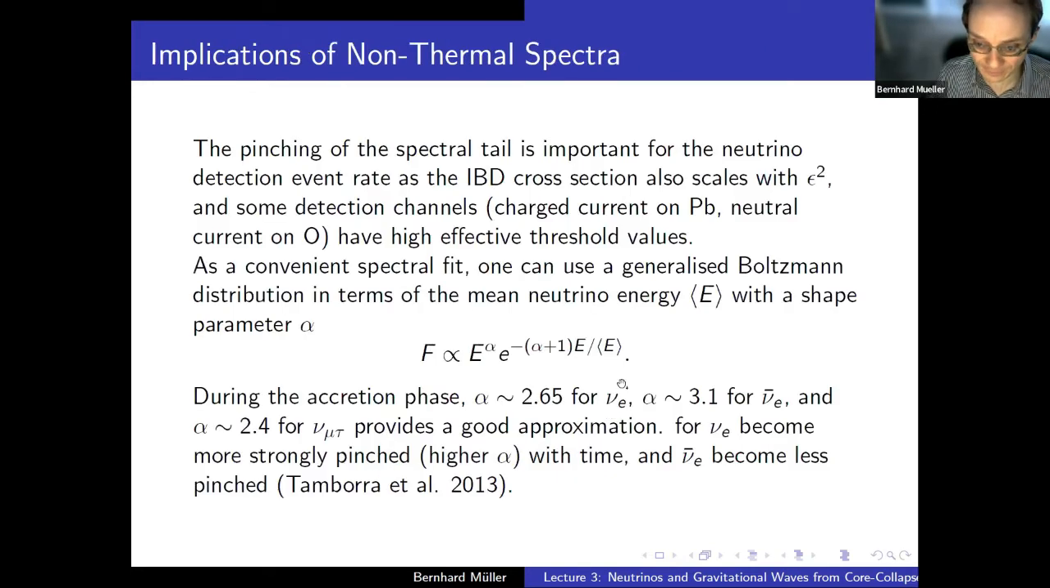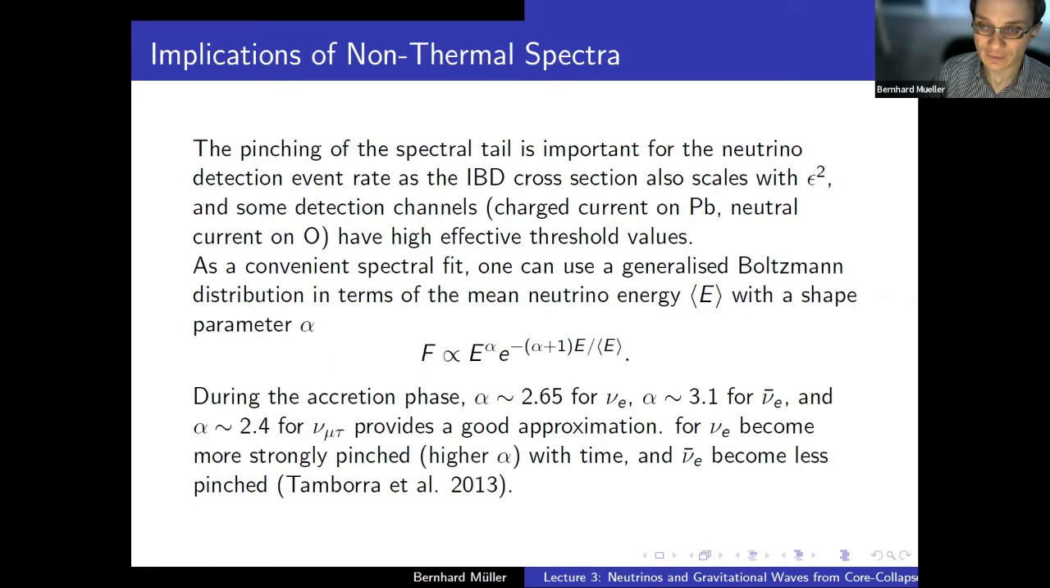Now, what's the result of that? The result is that all of these spectra will become non-thermal. And as I said, that's quite important to consider for converting neutrino emission predictions from supernovae in supernova simulations into predictions for detector count rates, and vice versa for inferring from detector count rates anything about the flux, the actual physical flux and spectrum in the supernova if we actually happen to detect one.